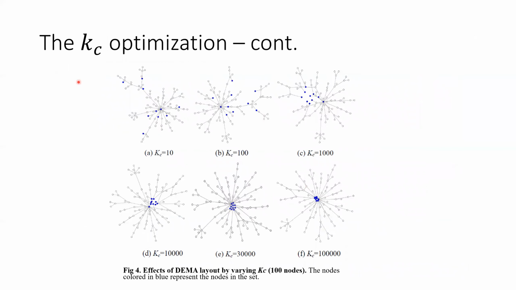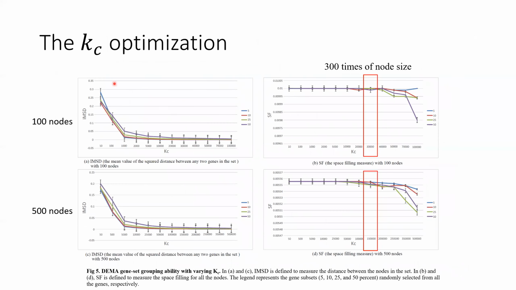We control KC to review gene grouping as shown in figure 4. The genes in the set will become closer as KC increases. Next, we report the performance using IMSD and space filling with subgrouping size varying from 5%, 10%, 25%, and 50% of the total nodes. We have the 100 nodes in the first row. We can see that IMSD becomes smaller as KC increases, which shows that the nodes in the group become closer.